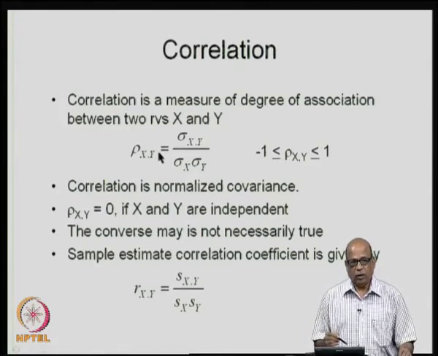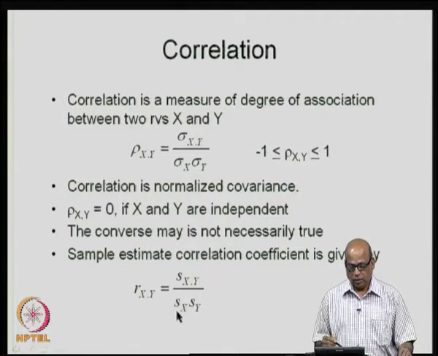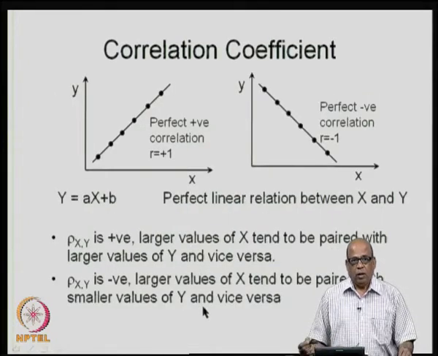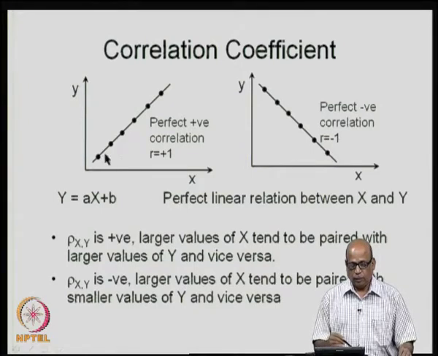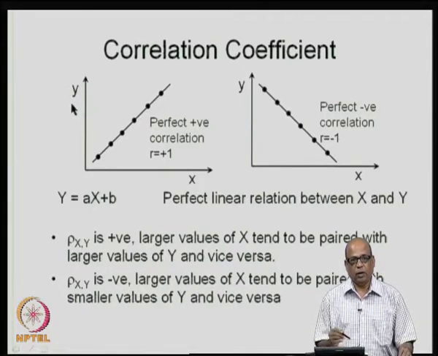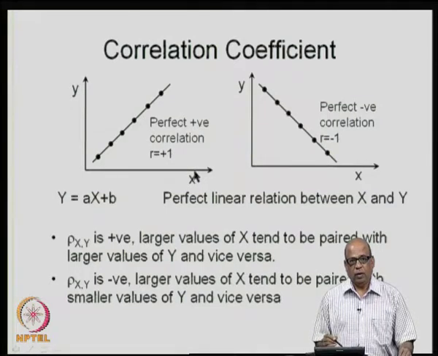So, from this definition, we get the sample estimate of the correlation as r x comma y is equal to the sample estimate of the covariance, which is S x comma y, divided by the sample estimate of the standard deviation S x and the sample estimate of the standard deviation S y. If we have a perfect correlation, that means r is equal to 1, or rho x y between two variables x and y is 1, this indicates that all the observed values will lie on a perfect straight line.